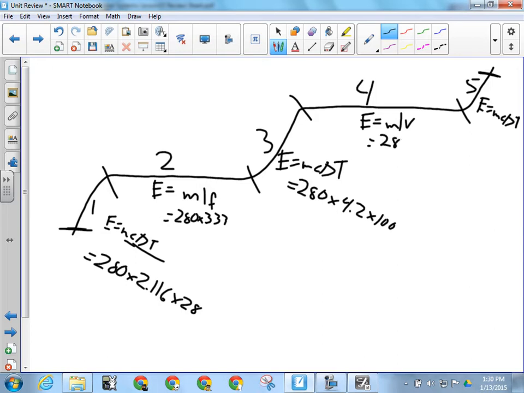Here I would have my 280 times the latent heat of vaporization, 2,260. And up here, I've got 280 grams times the heat capacity of steam, 2.02. And then the temperature change, I think it went to 150, so the temperature change is 50 degrees.